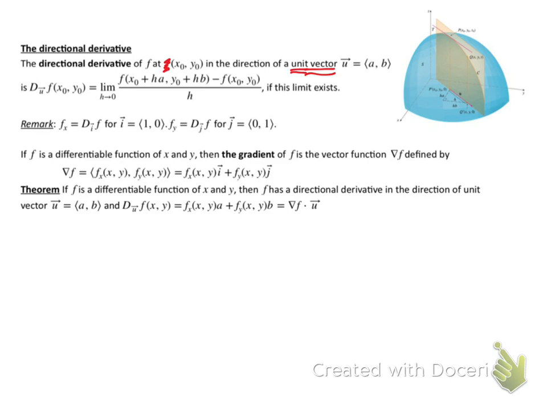And here's a very, well, maybe it's not that important, but it's a very useful theorem. If f is a differentiable function of x and y, and f has a directional derivative in the direction of unit vector u, which is the generic a, b, then the directional derivative of f at x, y, along the direction u is just f partial x times the x coordinate plus f partial y times the y coordinate, which actually is del f dot the u, dot product the u. So that actually is very important.